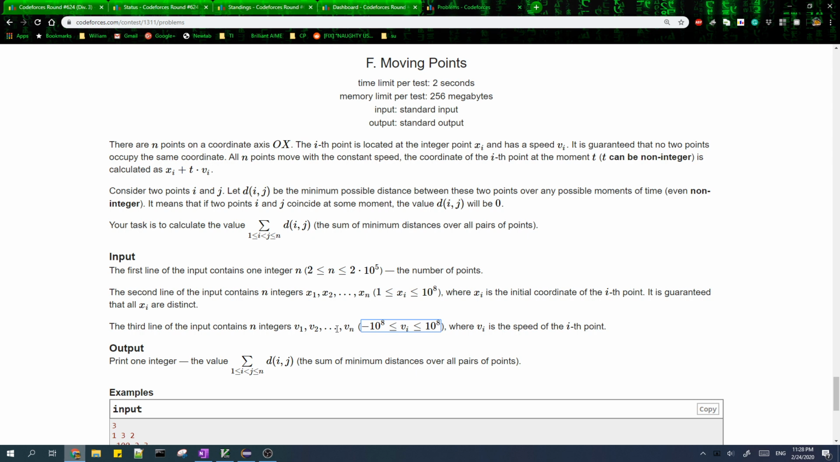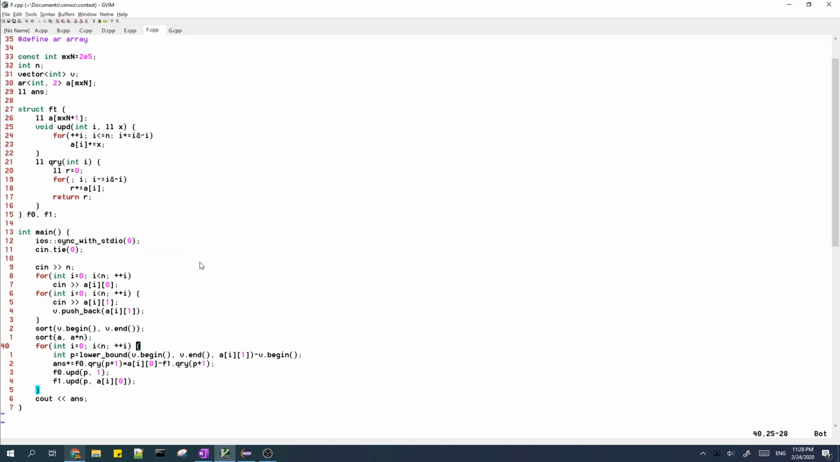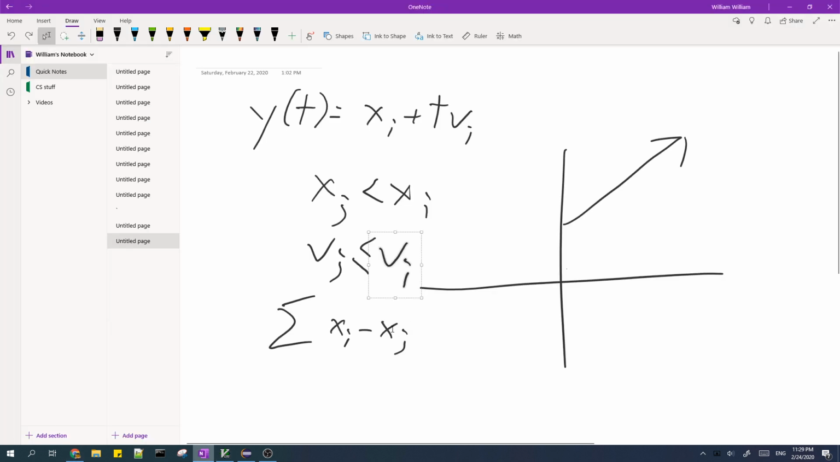By the way, the given velocities can be big, so what we need to do is get all of the velocities first and sort them. And then we find for each i the relative position of point i, the relative velocity. And then we need 2 binary index trees. The first binary index tree stores the number of lines, and the second binary index tree will store the sum of the x coordinates of the lines.